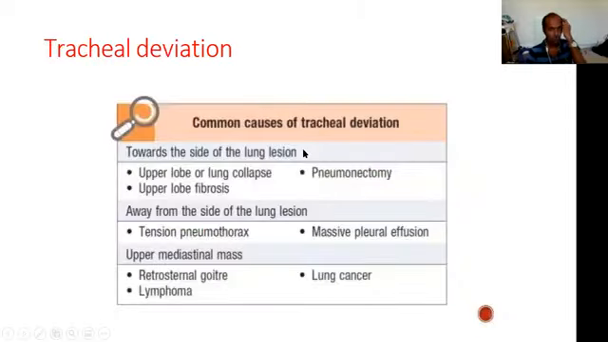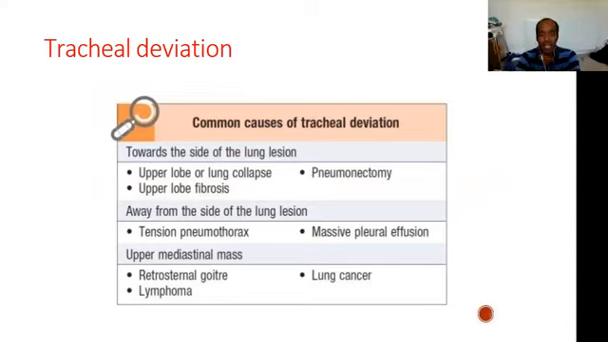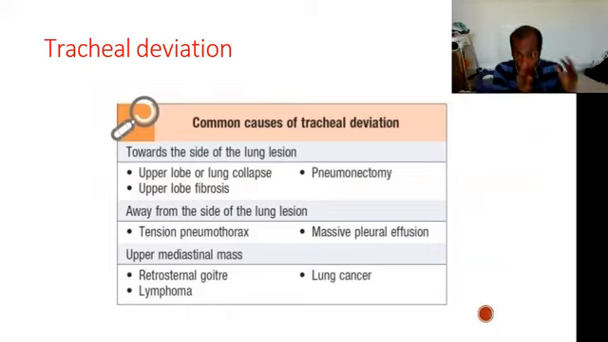And as I told you, I will discuss the physical sign interpretation as we move on in this discussion. And you know that tracheal deviation can be either toward the side of the lesion or away from the side of the lesion. Toward the side of the lesion would be due to collapse, fibrosis, or, for example, removal of a lung, pneumonectomy.